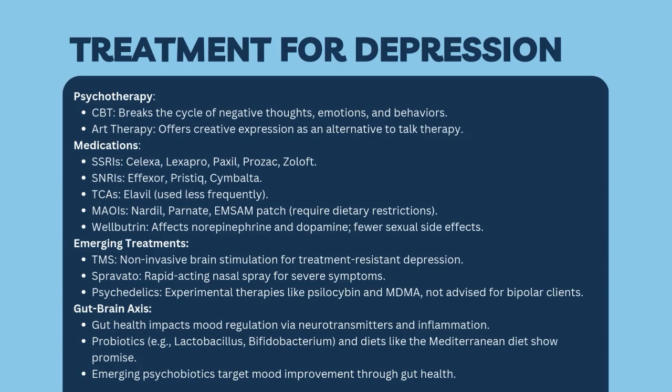These substances carry a risk of recreational misuse, particularly in unsupervised or unregulated settings. And then finally, there's emerging research on gut brain health. This underscores the importance of the microbiome in mood regulation. So, an imbalance in gut bacteria has been linked to depression through mechanisms like inflammation and altered neurotransmitter production. Probiotics, prebiotics, and dietary interventions are being explored as potential adjunctive treatments.